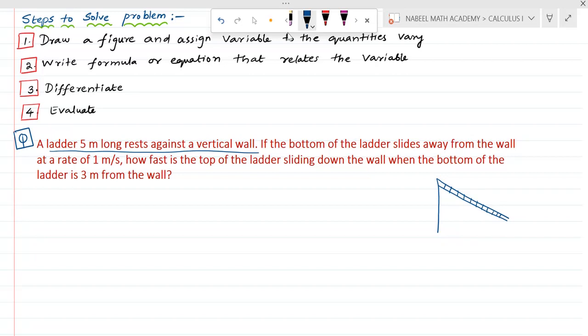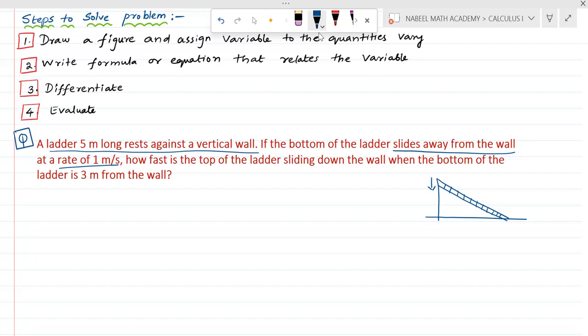Then the bottom of the ladder slides down. So this is the bottom of the ladder, and it is slipping, sliding away from the wall. So the top will go down. This is what it is asking here, at the rate, which is given.